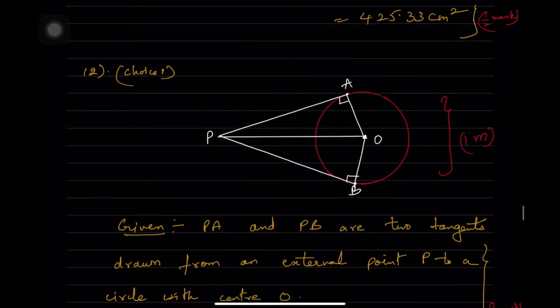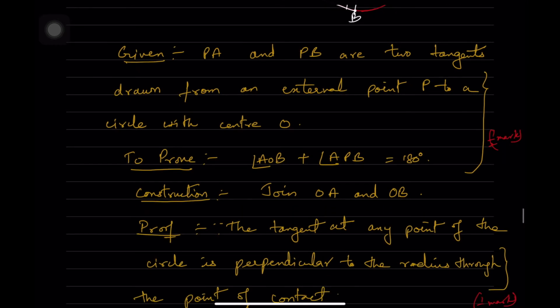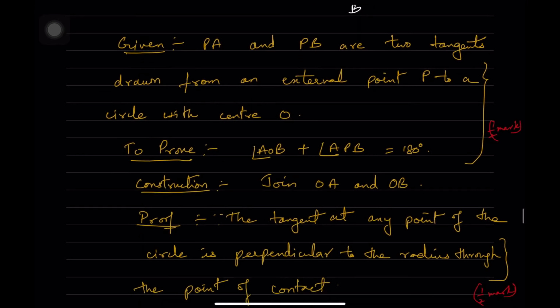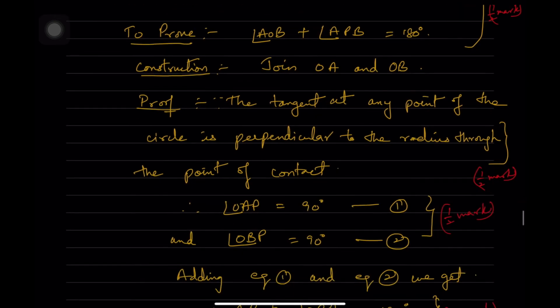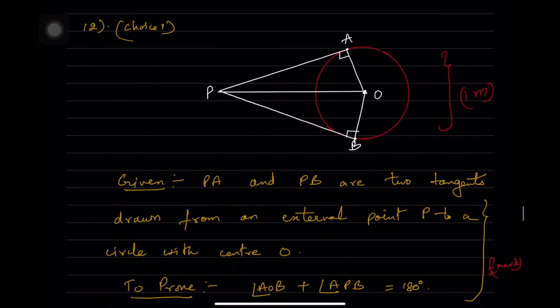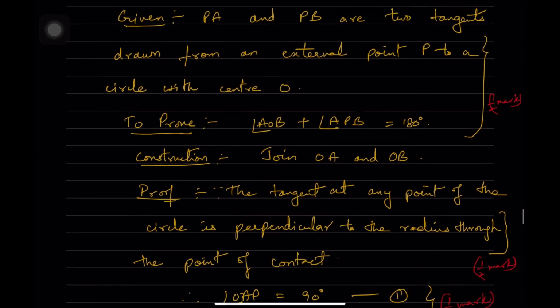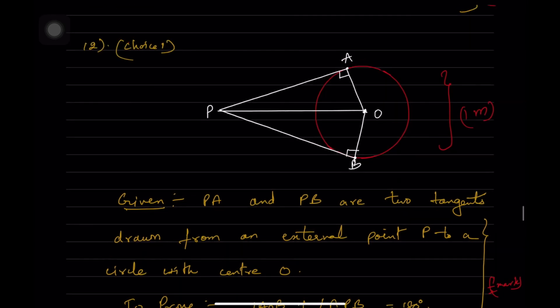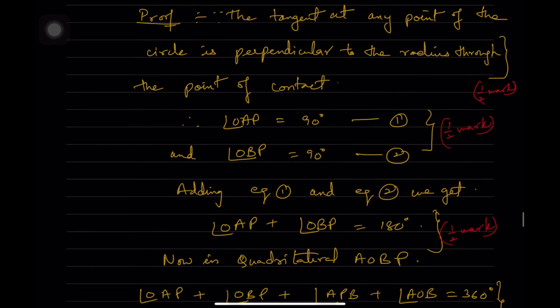So PA and PB are two tangents drawn from an external point P to a circle with center O. To prove that angle AOB plus angle APB is equal to 180 degrees. Now join OA and OB, that's the construction part. The tangent at any point of the circle is perpendicular to the radius through the point of contact. Therefore angle OAP is equal to angle OBP, which is equal to 90 degrees.